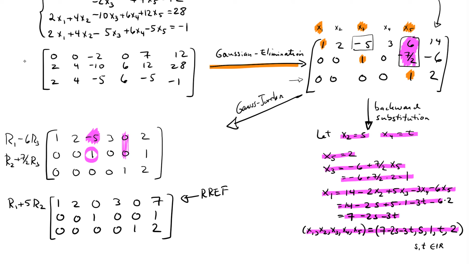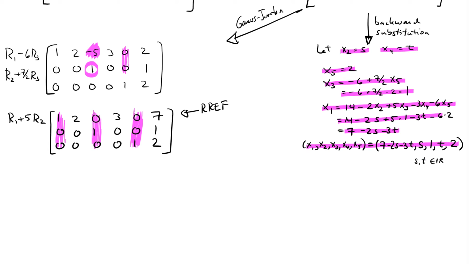So it's in row echelon form, but on top of this, for every column that has a leading 1, every other entry in that column is a 0. Okay, so that's when you know it's in reduced row echelon form. Okay, and then what we can do here is, it's still a backward substitution, but you'll see it's a lot easier when we want to recover the solution set.